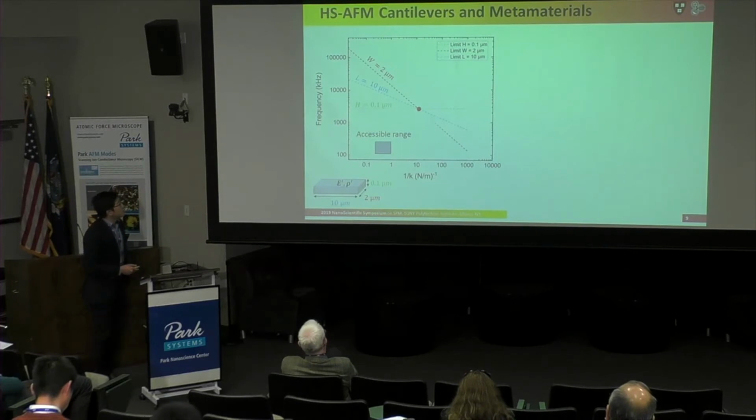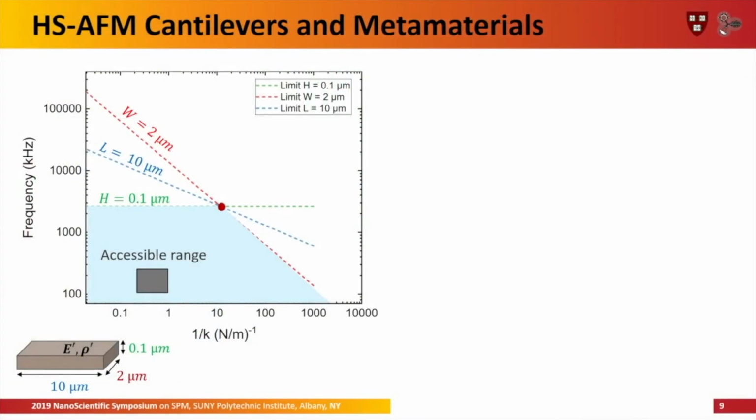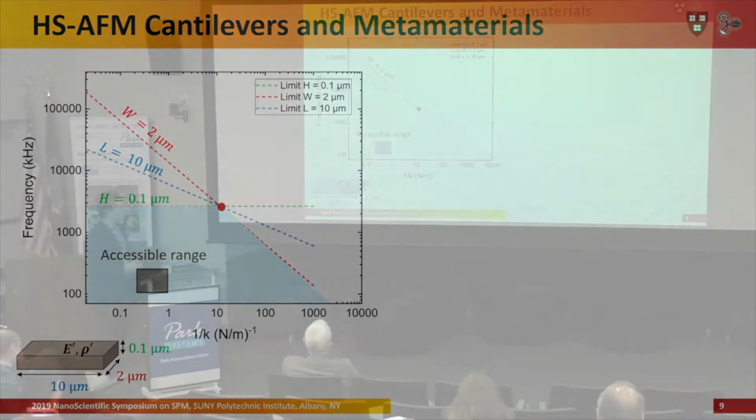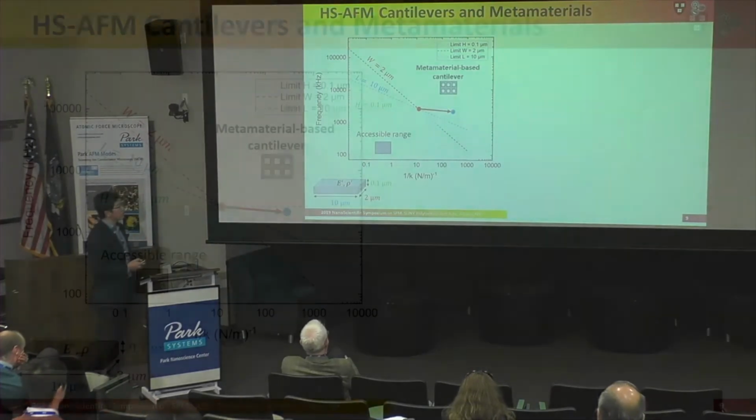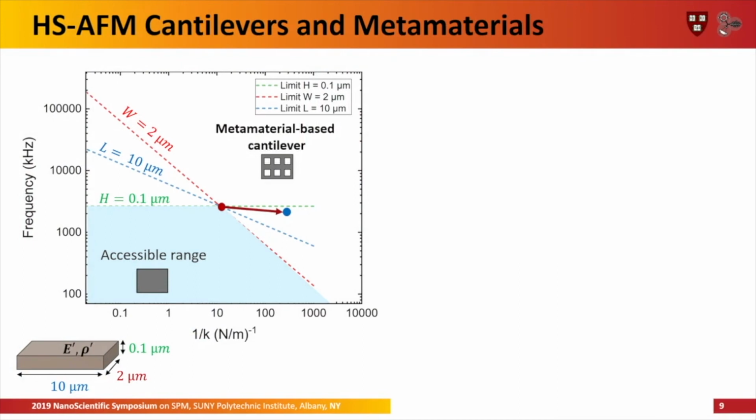So taking the idea of metamaterials and applying it to AFM cantilevers, we see if we can improve them. This plot shows basically 3 different lines called limit lines. If we're reaching, for example, a length of 10 micron, a width of 2 micron, and a thickness of 100 nanometers, this is the accessible range if we consider making the cantilever as one solid block. And so applying the metamaterials concept, we hopefully can break this boundary and access the forbidden regions.